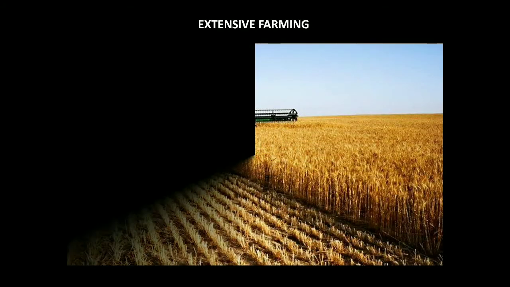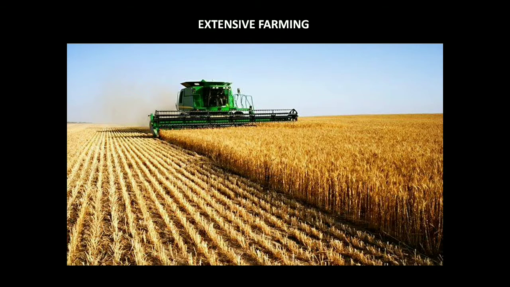Next we have extensive farming. In this type of farming, we have a huge land area where crops are cultivated. When we look into intensive farming, it was done near populated areas, and the land holdings were small. But in extensive farming, these kinds of crops are cultivated away from the cities and towns, and the land area is also very large. They use machines to do the work.